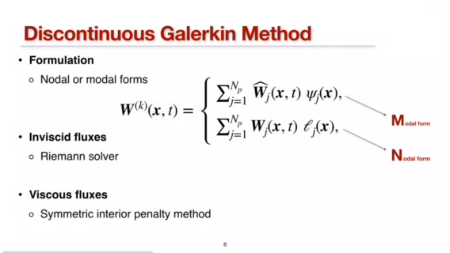As for the nonlinear flux evaluations, the inviscid or Euler ones rely on a Riemann solver, while the viscous fluxes utilize the symmetric interior penalty method. That way, each element's solution, though discontinuous at its local boundary, is guaranteed uniqueness, and in turn a well-posed formulation is achieved.